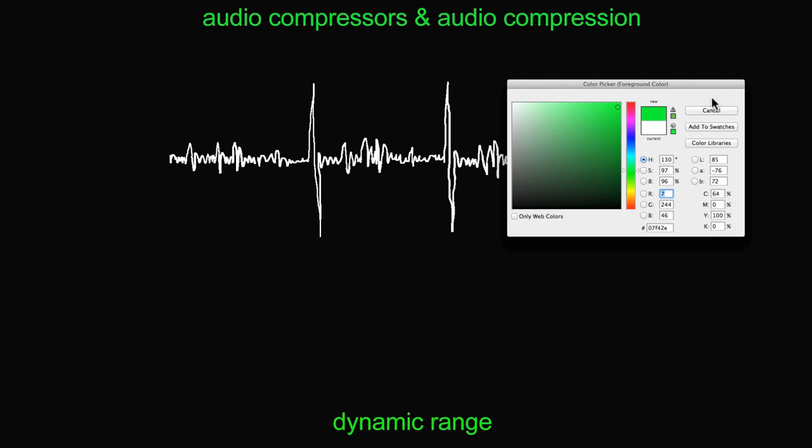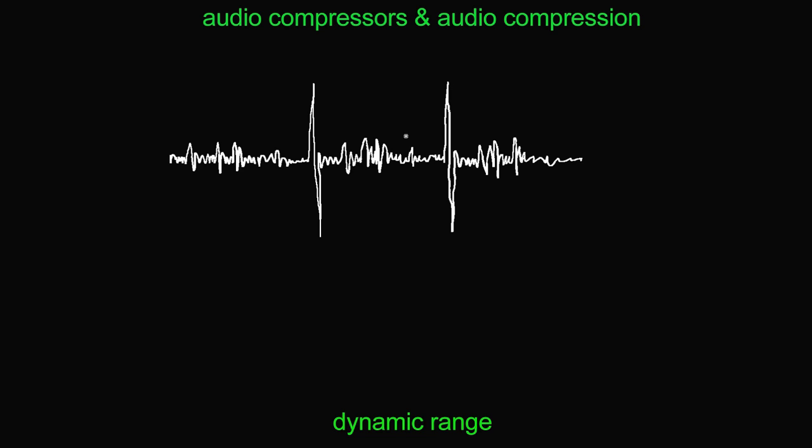Okay, let's change the color of the pen. So here and here, these are the loudest peaks in the recording. And the quietest parts of the recording are like here and here and here and here and here, etc. Now, there's a difference between the loudest peaks and the quietest parts of the recording. And that difference or distance or range is the dynamic range of that recorded performance, right?